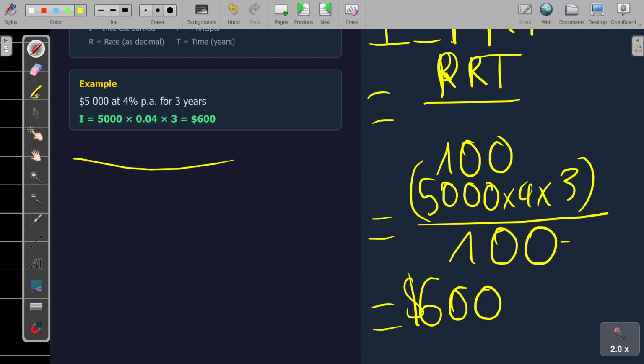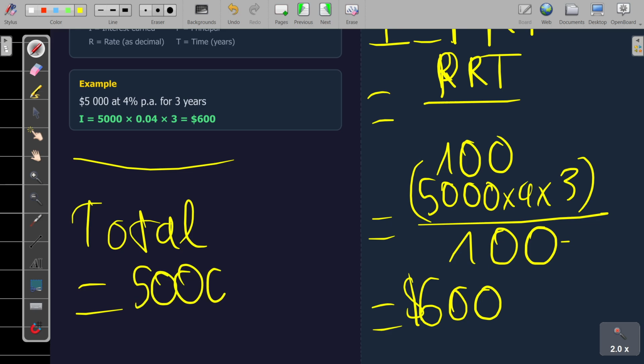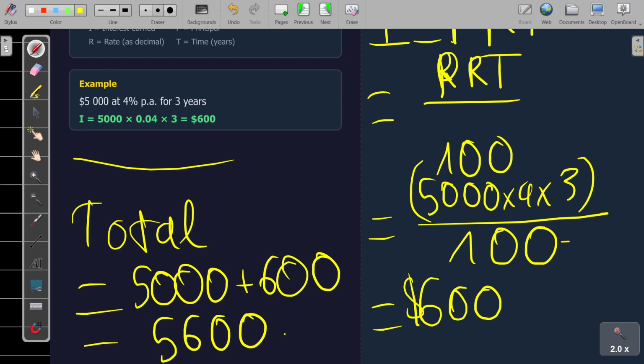Now, because you just found I, you also need to find the total amount as well. Because there's a question that can ask you, like, what's the total amount in your bank account? You just need to add the interest to the original principal. So the original principal is 5,000 plus the interest of 600. This will give us 5,600. That's it.